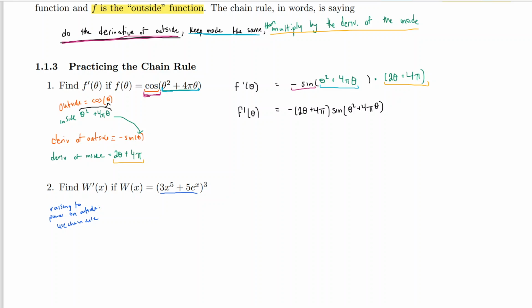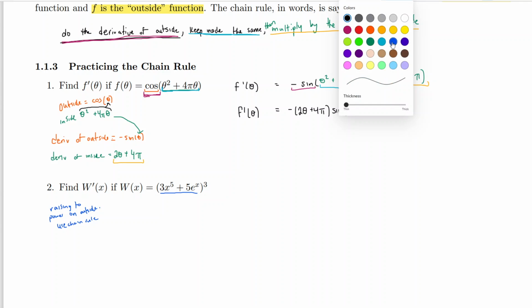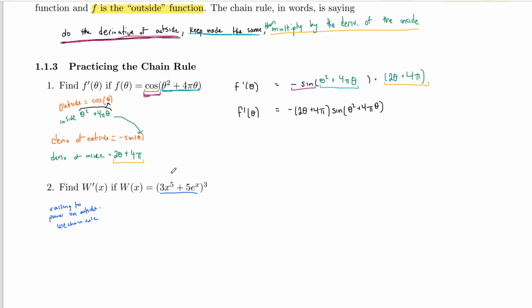And it's really your job. Probably the hardest thing about learning the chain rule is identifying what's the inside, what's the outside. Well, usually when you're dealing with the chain rule, the inside is the easiest thing to see. The inside is exactly what I have underlined here because it's the part being raised to the third power. The inside is 3x to the fifth plus 5e to the x.